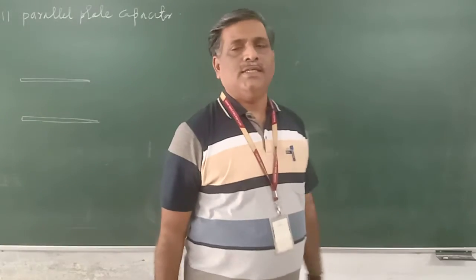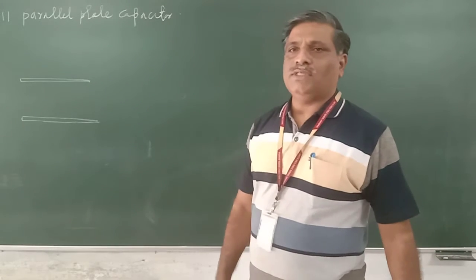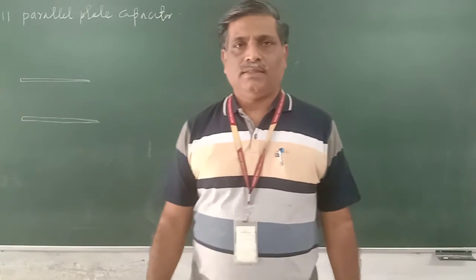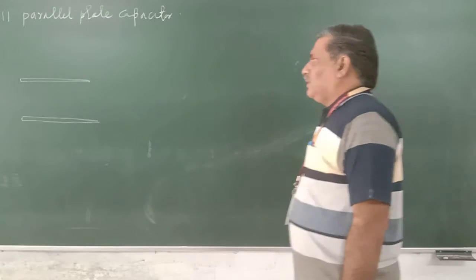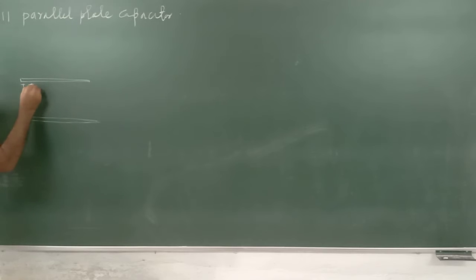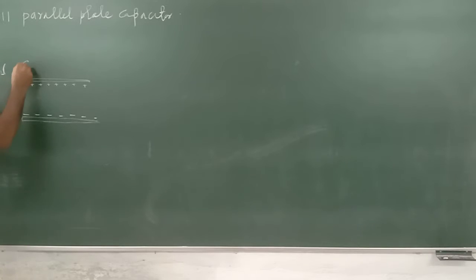For the time being, we consider the intervening medium as air or vacuum. We do not consider any other dielectric here. In between them, air is filled. The charge on this plate is plus Q, and similarly on this plate the charge is minus Q. This is plate A, or plate 1, and this is plate 2. Charge on this one is plus Q, charge on this one is minus Q.